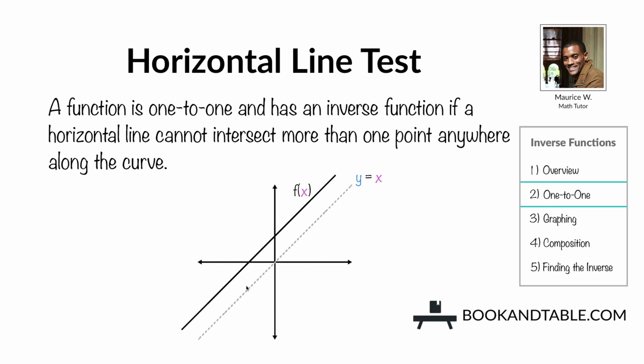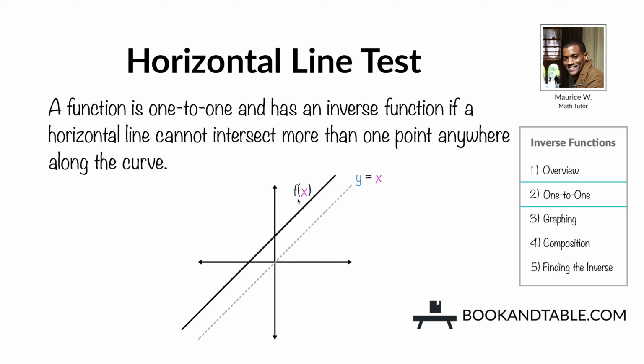A function is one-to-one and has an inverse function if a horizontal line cannot intersect more than one point anywhere along the curve. So let's say we have our function f of x, and this is the line that represents f of x. And we have our y equals x line. The inverse function, if it exists, will reflect over this line.